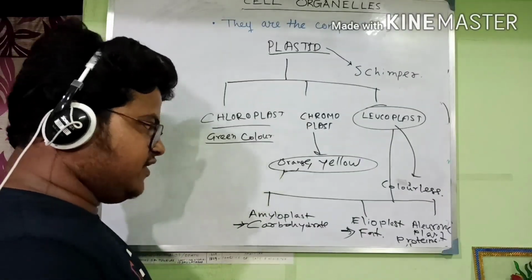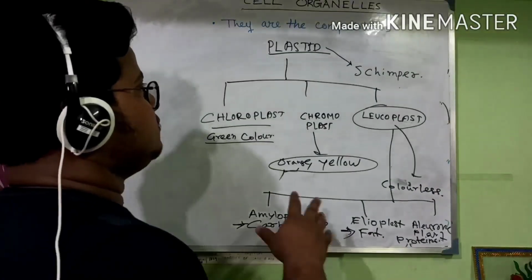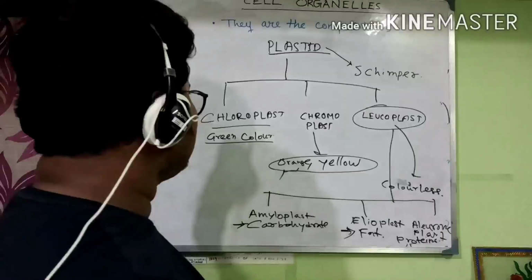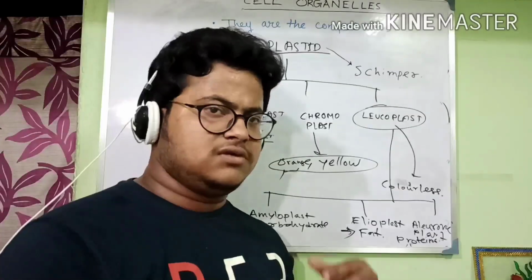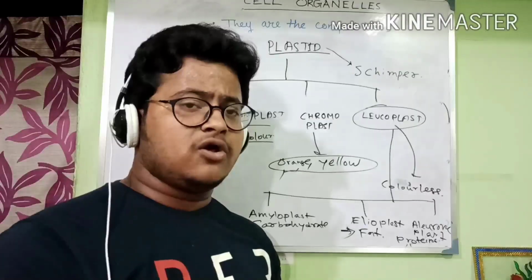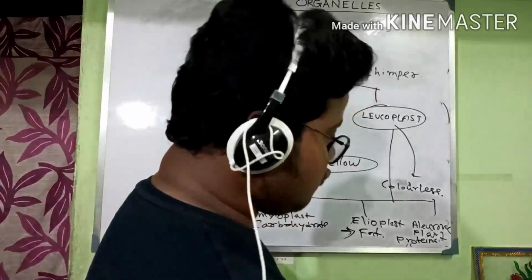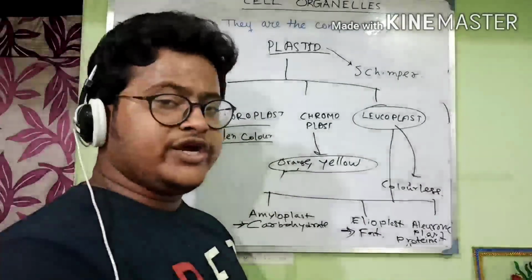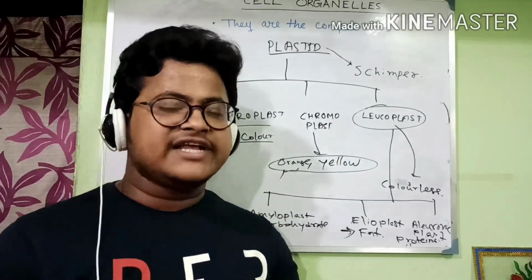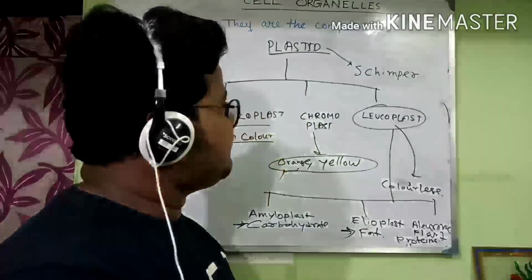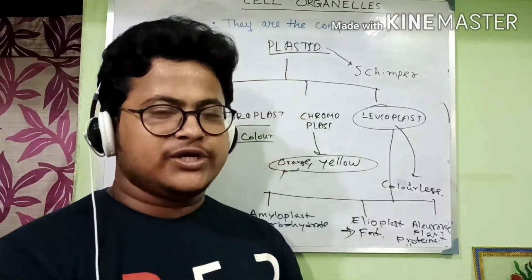So this is the video about cell organelles. There are also some other types of cell organelles like vacuoles, which are present in the plant cell. So this is the overview of the cell organelles. In the next video, we will talk about the prokaryotic cell and the eukaryotic cell.